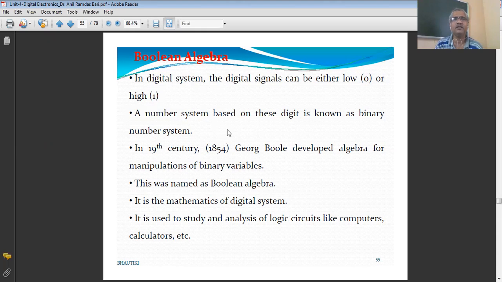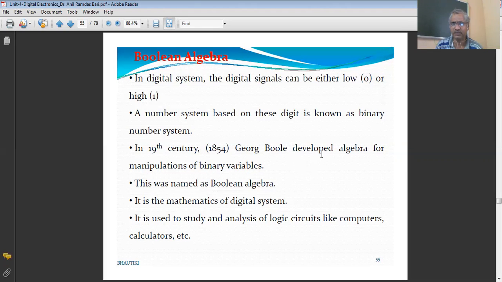A number system based on these digits is known as the binary number system. Because there are only 2 bits or binary digits, only 2 symbols are sufficient to represent any number. Therefore, the base of this number system is 2, and it is called the binary number system. In the 19th century, George Boole developed algebra for manipulation of these binary variables.